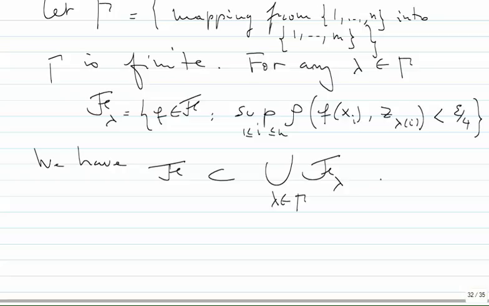And what's interesting is to notice that the diameter of F lambda is less than epsilon. So let's look at it. Here let us prove this. Let f and g belong to F lambda.